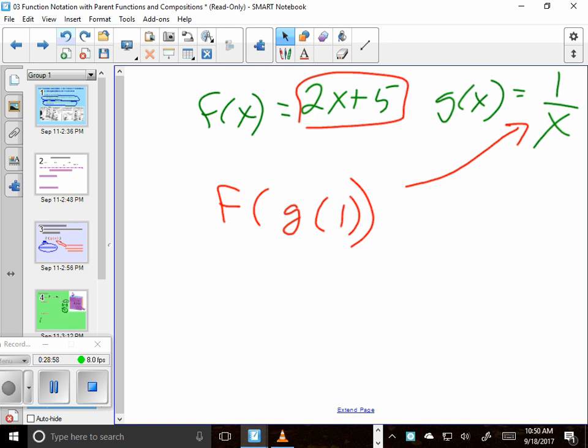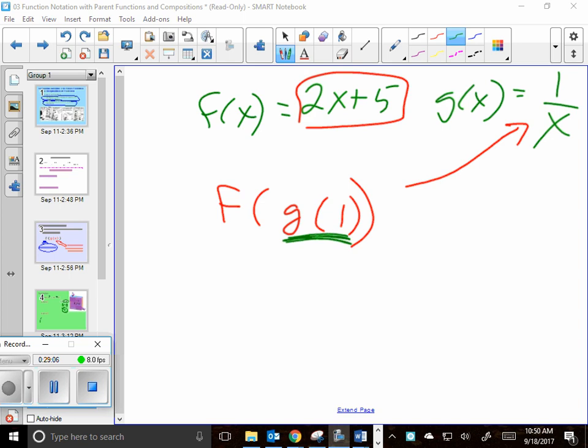All right, so we're going to start by plugging 1 into the g function, this part right here, and that goes in there. And what is 1 over 1? 1. So inside here, you have got 1. And now it's a new problem. Emil, what's the new problem now? What of what? F of 1. So all you got to do is stick the 1 in the right spot. And what did you get now?